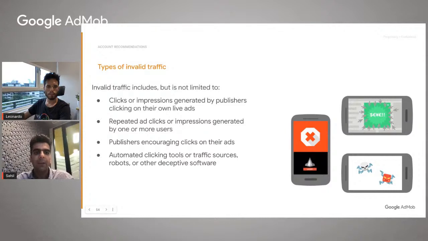With that in context, I would now talk about what are the various types of invalid traffic. There are mainly four different types of invalid traffic. The first is clicks or impressions generated by publishers by clicking on their own live ads. The second is repeated ad clicks or impressions generated by one or more users. The third type is publishers encouraging clicks on their ads. And the fourth is automated clicking tools such as robots, bots, or other deceptive software. So please ensure that you understand the types of invalid traffic and stay away from them.